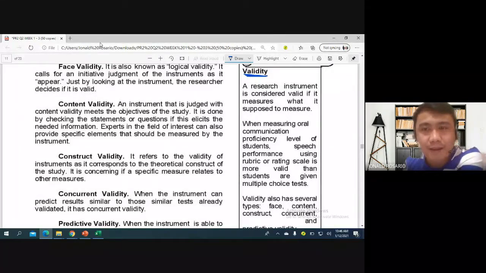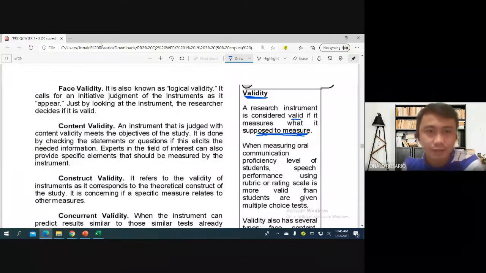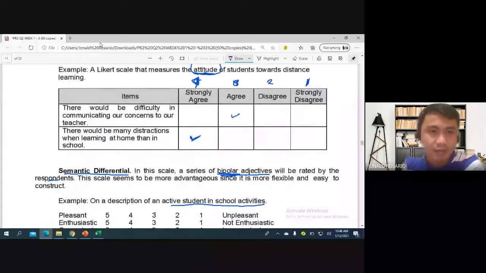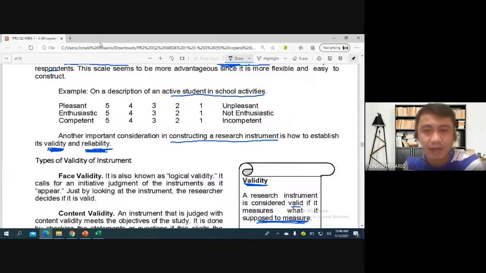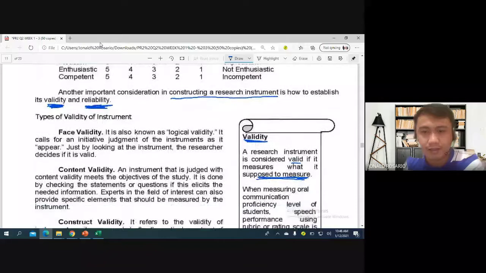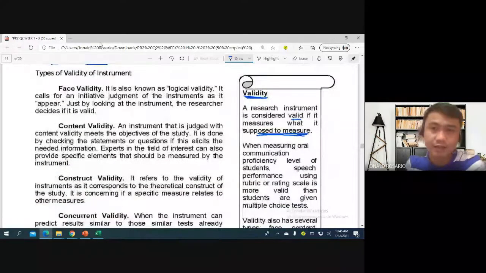Paano natin masasabi na ang isang research instrument ay valid? So valid daw siya if it measures what is supposed to measure. Ang ibig sabihin lang niyan, dapat yung mga nilalagay mong items ay masasagutan niya yung mga research questions na nandoon sa statement of the problem para masabi natin na valid yung ating instrument. Pag hindi niya masasagutan, hindi valid yung ating instrument.